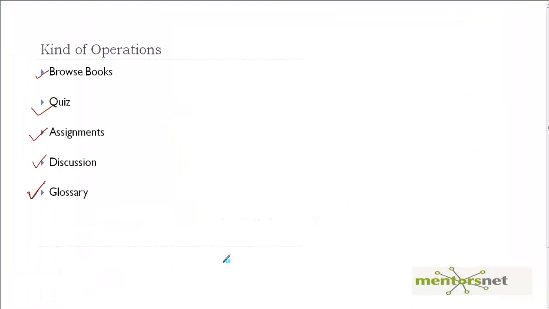Okay, so let me write down the process. The first one is to go to a course, and once you go to a course, click on the glossary, and then you add a glossary.